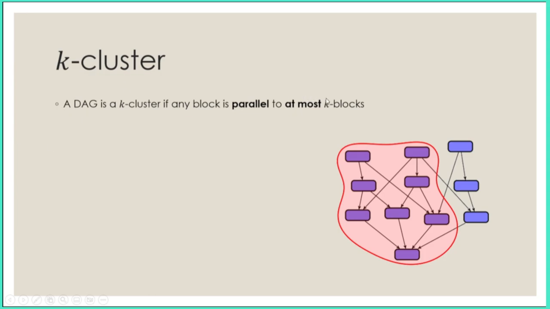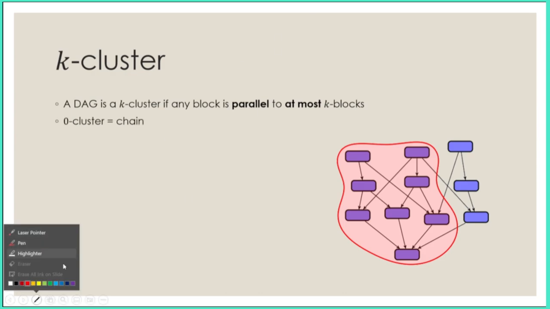A K cluster means that any block is parallel to at most K blocks. It means that any block would know any other block except maybe K blocks. So a zero cluster is a chain. Why is it a chain?